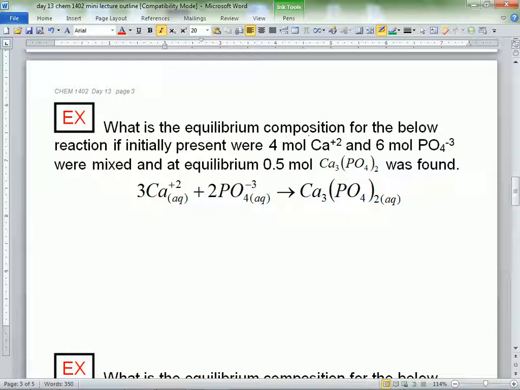Okay, so once you get your x, then you're done. But I wouldn't write this. I would say the moles of this guy equals this. The moles of this guy equals that. The moles of that guy equals that. Otherwise, you'll lose points.